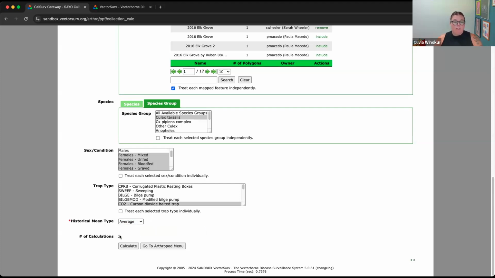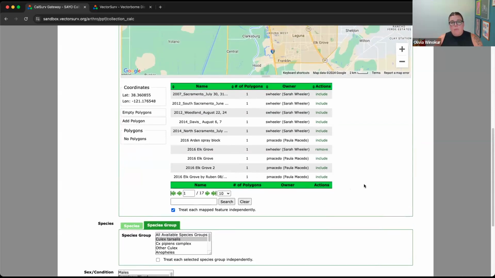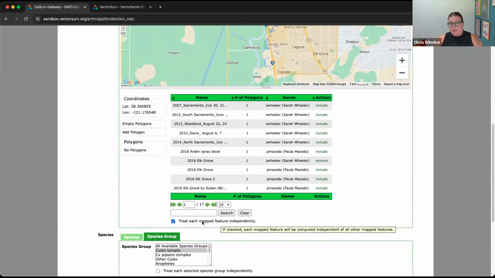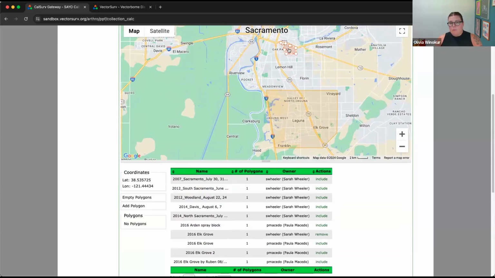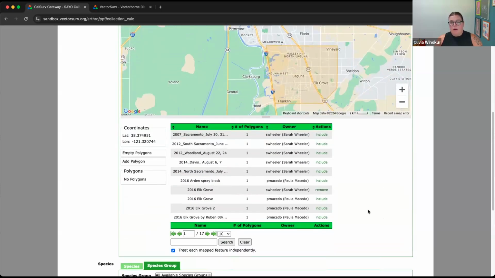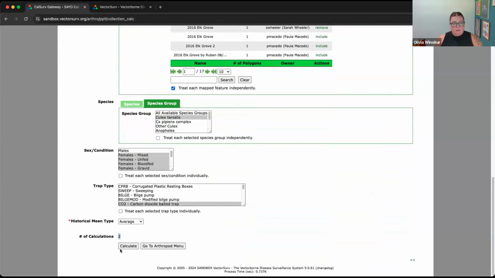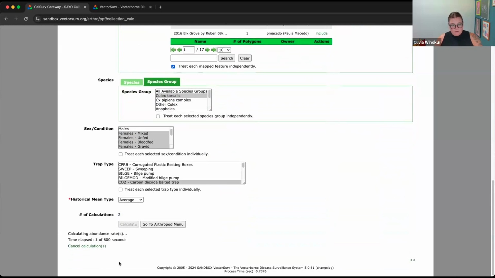So we'll just use average here and we will calculate. This tells us there are two calculations because I'm treating these spatial features separately. So it's going to run two calculations, one for our Tahoe Park Elmhurst spatial feature and one for our Elk Grove spatial feature. So let's go ahead and calculate.